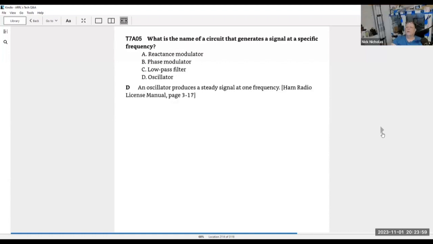What is the name for a circuit that generates a signal at a specific frequency? And that is an oscillator. It makes a specific frequency of signal. And then we can manipulate that to our advantage by mixing up the other signals or filtering out what we don't want.